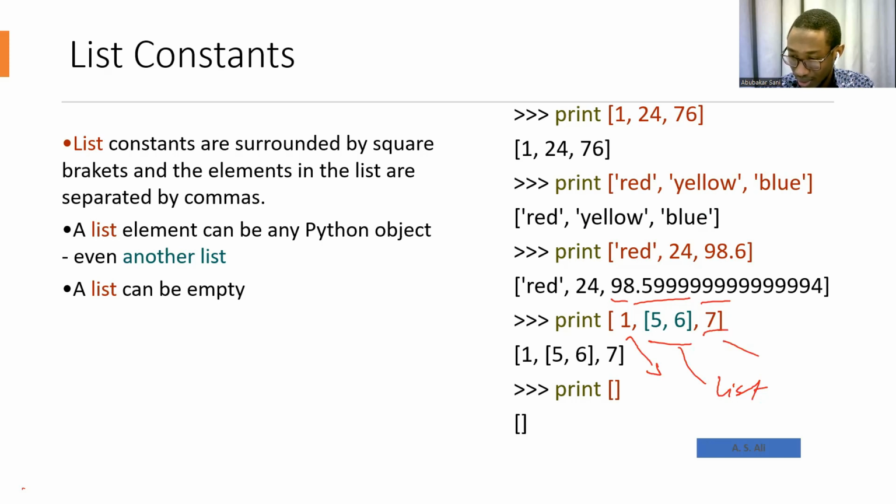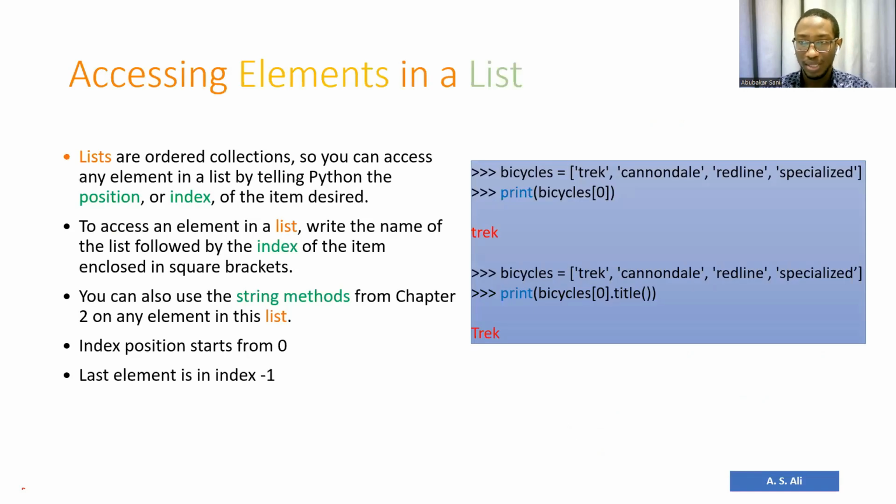You can also have an empty list. An empty list is a list that doesn't contain any element. Just like your bag could be empty sometimes, a list too could be empty. How do you create an empty list? You put open and closing square brackets without anything inside. So this is considered an empty list. I hope this is clear.